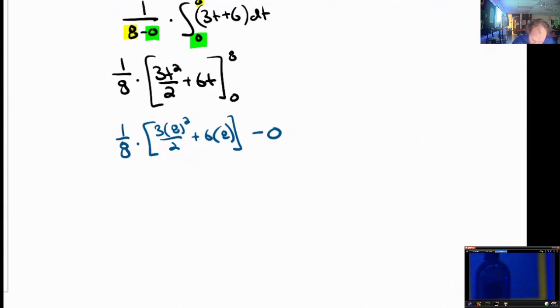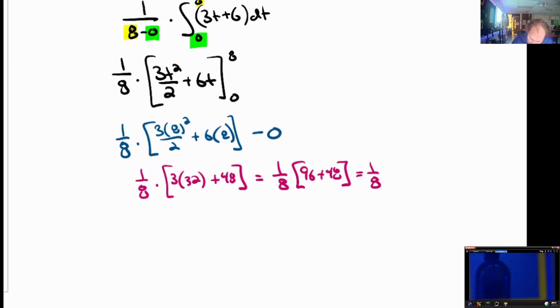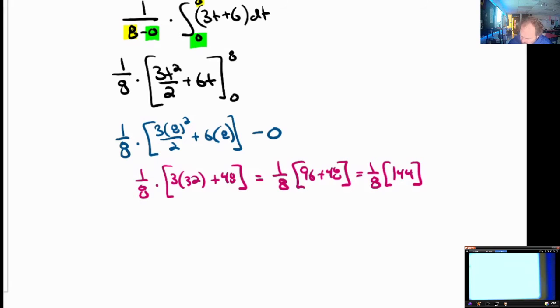If we go through the trouble of doing this, we have 1/8 times, let's see, 3 times 64 over 2. And I'm going to think about that as 3 times 32 because 64 over 2 will become 32. And then 6 times 8 is 48. So we have 1/8 times, I'm crunching numbers in my head, 96 plus 48. And this is my weakest math point, I'll be honest here, is doing math in my head. 96 plus 48 is 104 plus 40, it's 144. And I do not know if 144 divides by 8 evenly. I'm just going to check it really quick. And it does, it's 18.